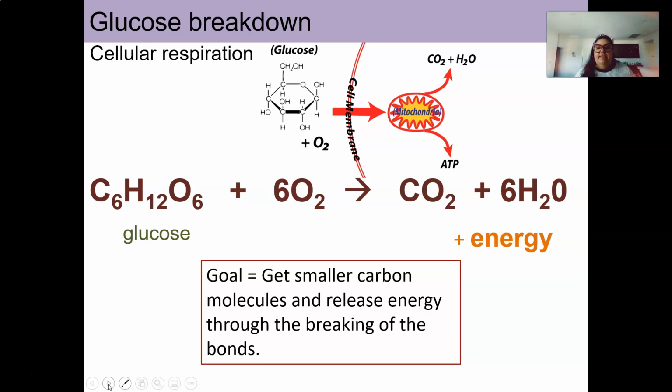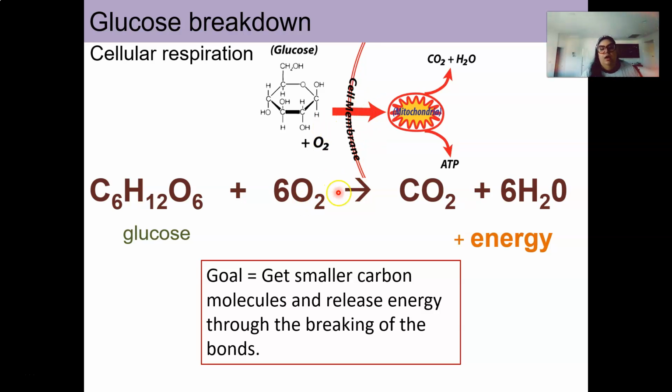So this is what the grand scheme of things looks like. We take in a glucose molecule. You have seen it look like this. It is a 6-carbon ring. It looks like this, but it also can be represented like this, 6 carbons. And then we also take in oxygen. So we take in food, as in glucose. We take in oxygen through breathing.